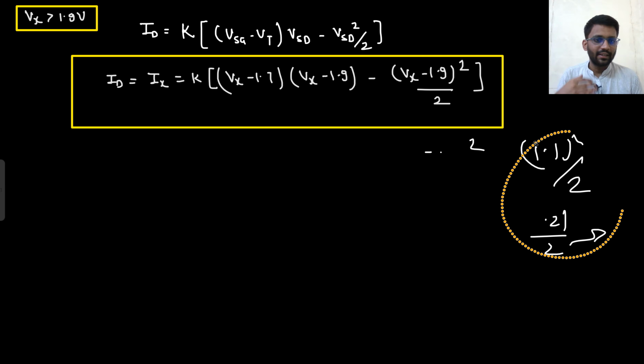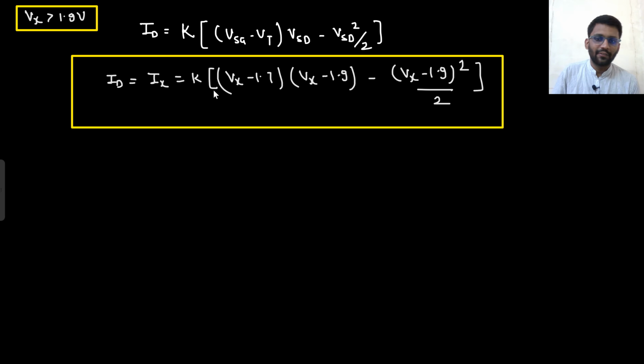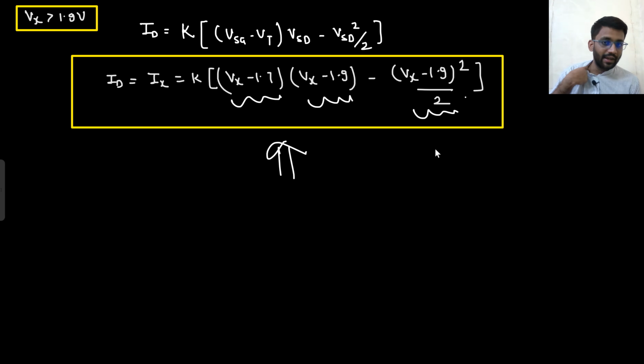But one thing I know is that if I increase my Vx, what will happen? VSD will increase and VSG will also increase. If I increase my Vx, this factor will increase, this factor will increase, this factor will also increase. So overall, will the value of ID increase or decrease? This is the doubt.